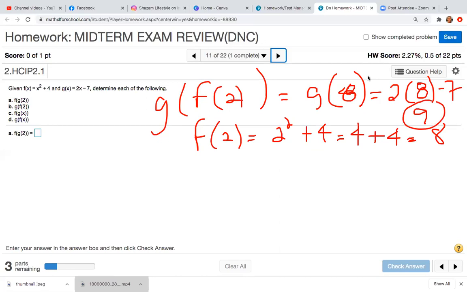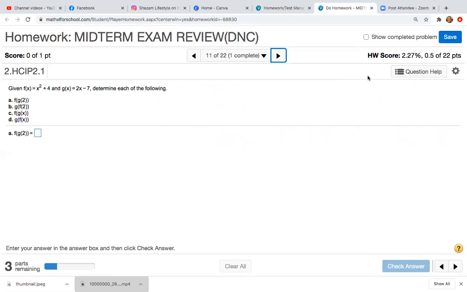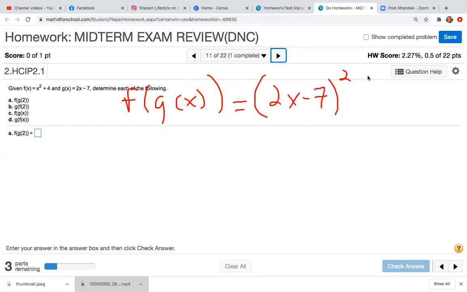Yeah, absolutely. So then the next question you might be asking yourself, well, what does that mean about F of G of X? Now for F of G of X, they want you to take the G of X function and substitute that into the F of X function. So you would end up with 2x minus 7 squared and then plus 4.